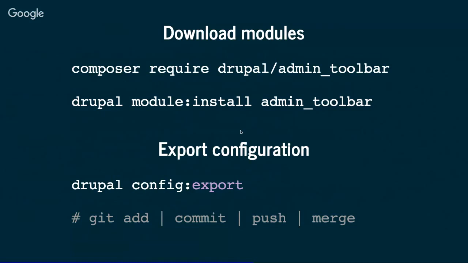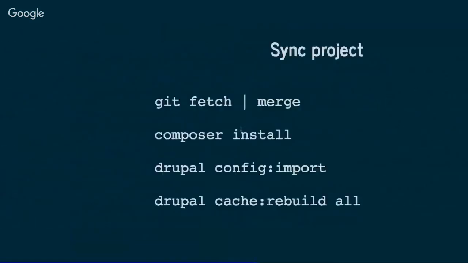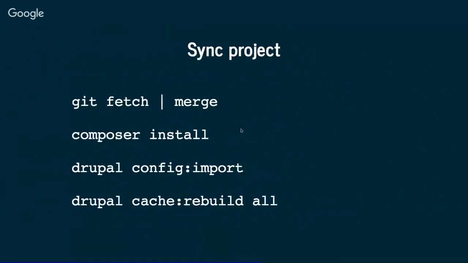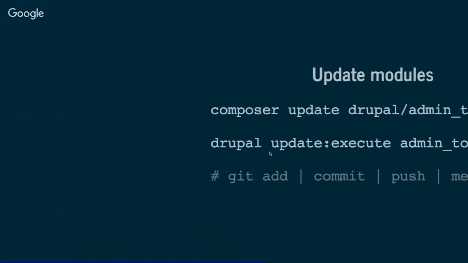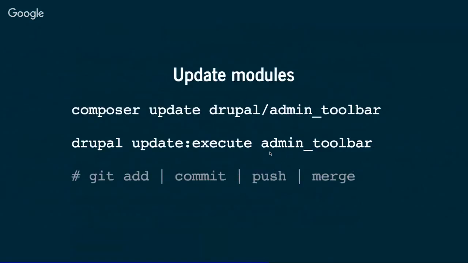Finally, I want to make sure I export the configuration to the rest of the team, so the rest of the team can get those while getting the project. And how will the rest of the team get the changes: git fetch, merge, composer install to get any new dependencies defined on the composer lock file, and then Drupal config import and cache rebuild all. And what if I want to update a module? I can run composer update and the module name.